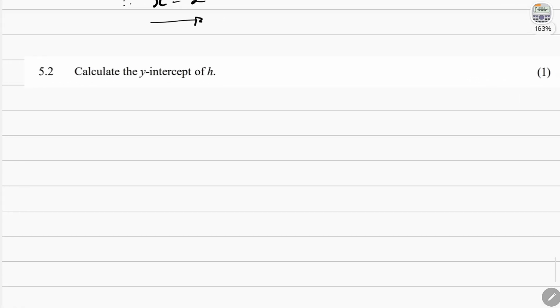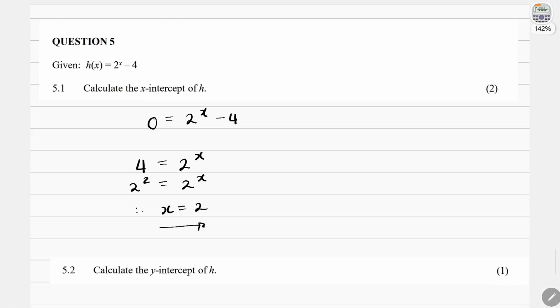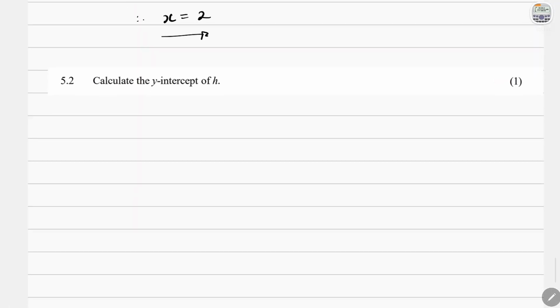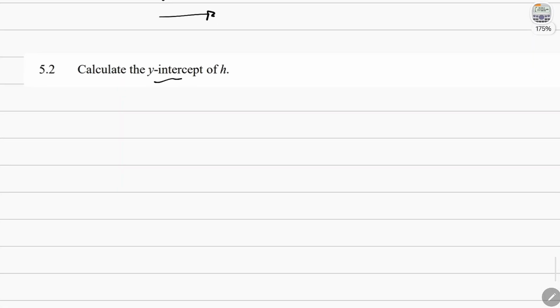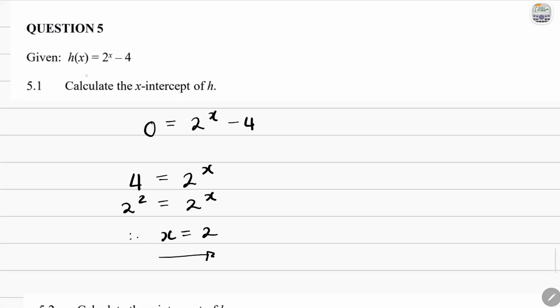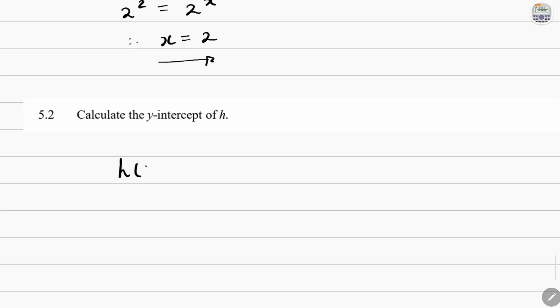Question 5.2 says, calculate the y-intercept. You already know they're going to ask you to draw the graph. With this, the y-intercept is found where x is equal to 0. It's that point where x is equal to 0. So make x equal to 0. In place of x, we say y equals 2 raised to the power of 0 minus 4. Anything to the power of 0 is equal to 1. So that's 1 minus 4, which is equal to negative 3.